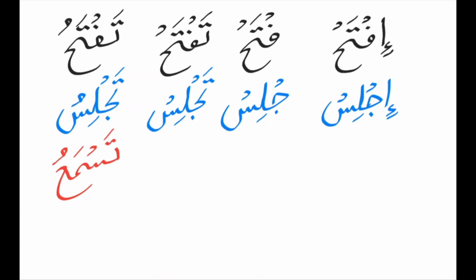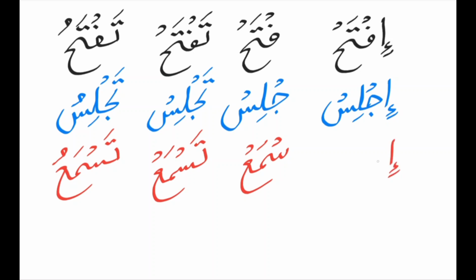First thing you're going to do is give it jazm. So now it becomes tasma'. Then you drop the ta. So it becomes sma'. And finally you give it hamza. Isma'. So you can use the same three steps to make an amr out of any verb you want.